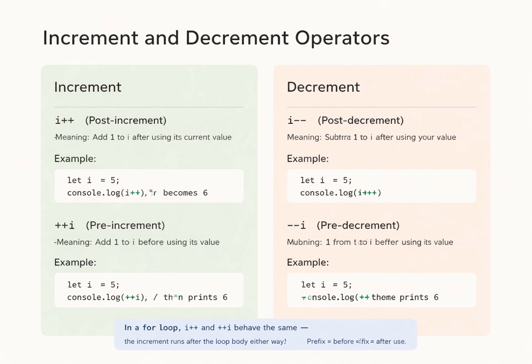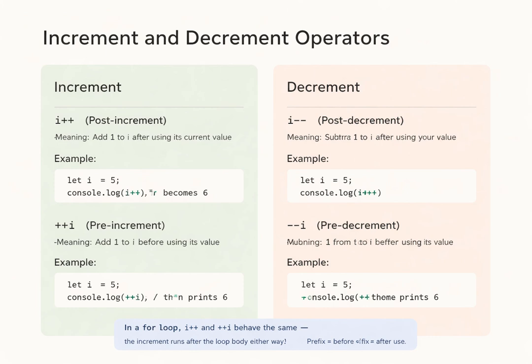The prefix version, ++i, does it the other way around. It adds 1 first, then uses the value. So console.log of ++i when i is 5 would print 6, because i becomes 6 before being printed. The same logic applies to the decrement operator, i-- and --i, which subtract 1 instead of adding.